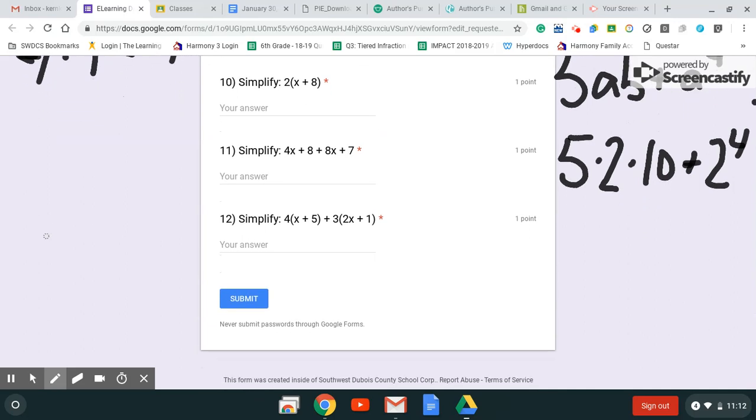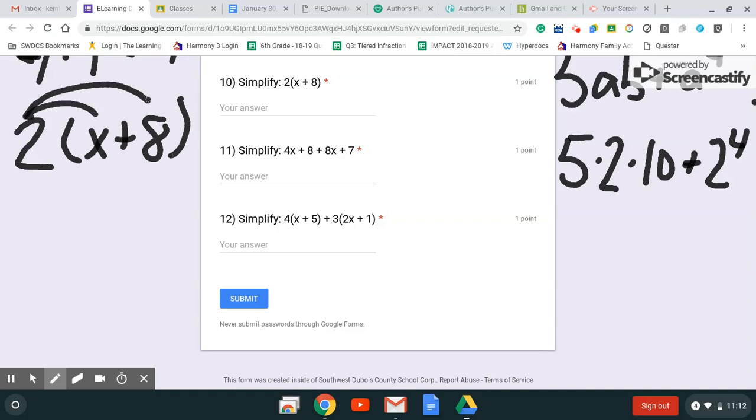All right, number 10, you're going to simplify. So you were using the distributive property. This is what we did way back at the beginning of the year. So you have 2 times x plus 8. So you're going to distribute that 2 to both. I'm going to leave it at that and see if you can get it. If you have questions, I can send another video showing you how to do that. So you're just distributing 2 times x, 2 times 8, and seeing what you get.